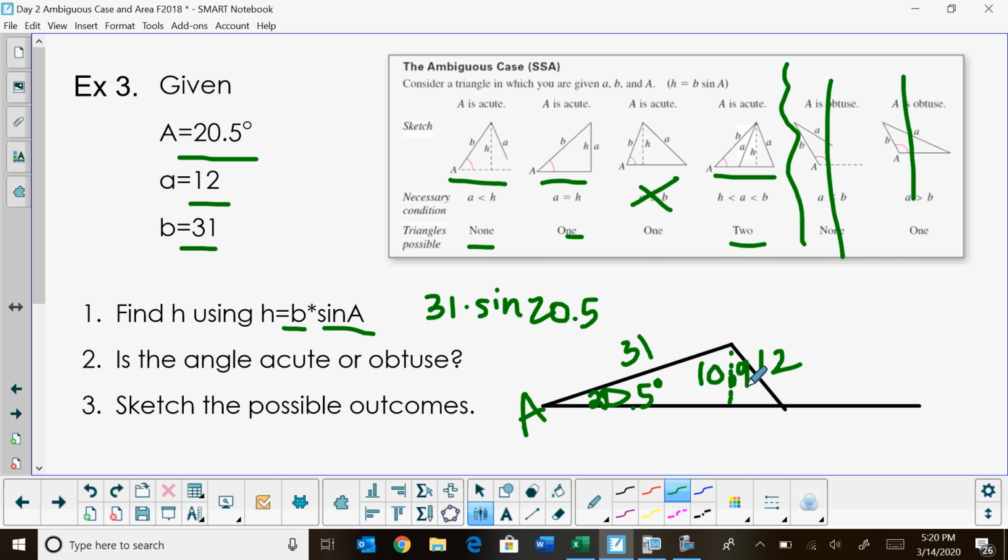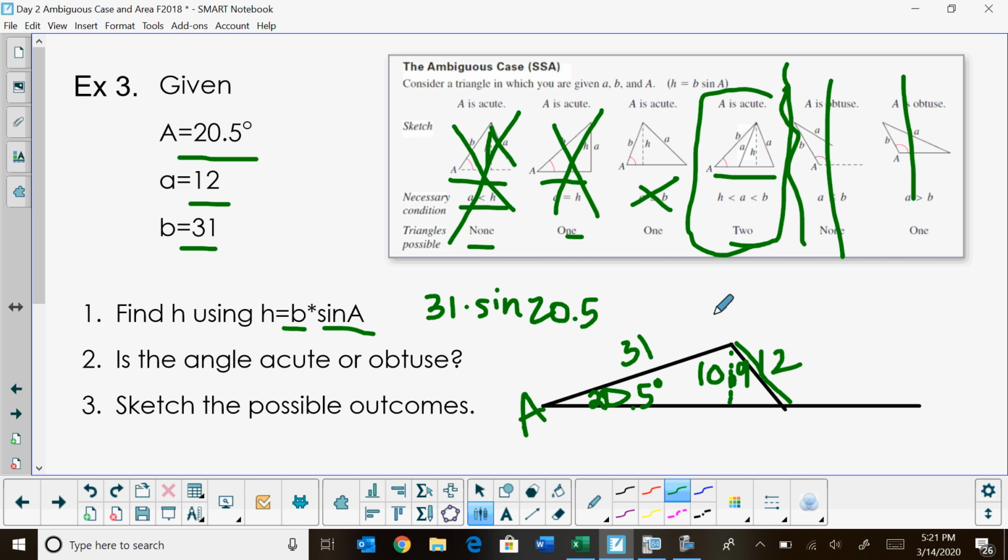So what's happening here? How many triangles will this create? Well, is A long enough to create a triangle? Yes, A is longer than the height. A is not shorter than the height, so we can eliminate none. Is A equal to the height? No, A is longer, so it's not 1. So this is the case of 2. This one creates 2 possible triangles.